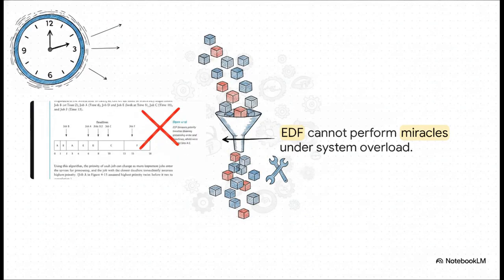That earliest deadline first, or EDF algorithm, is actually pretty incredible for real-time systems. It dynamically adjusts task priorities based on impending deadlines. But there's a hard truth here. It cannot perform miracles under system overload. If you have 18 units of work queued up, but only 15 units of actual time available before the deadlines hit, something is going to fail. The math just won't allow it.